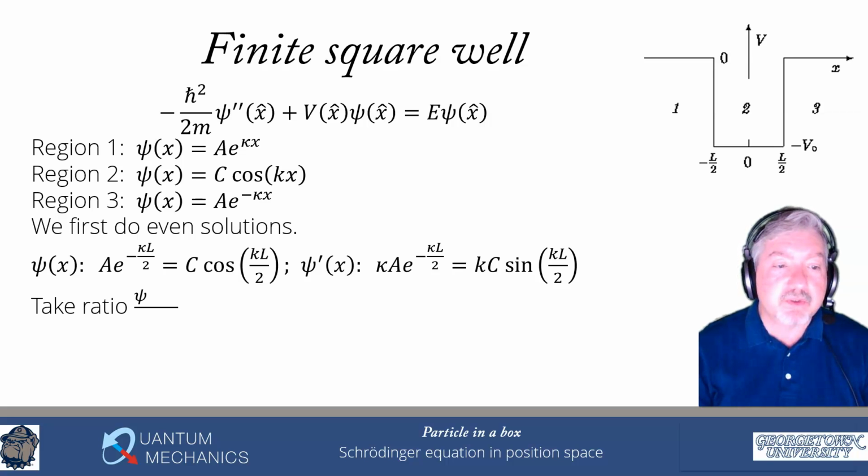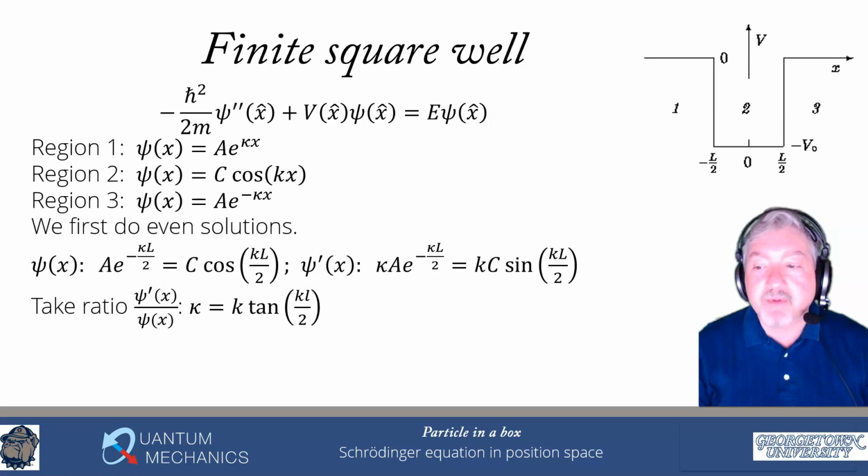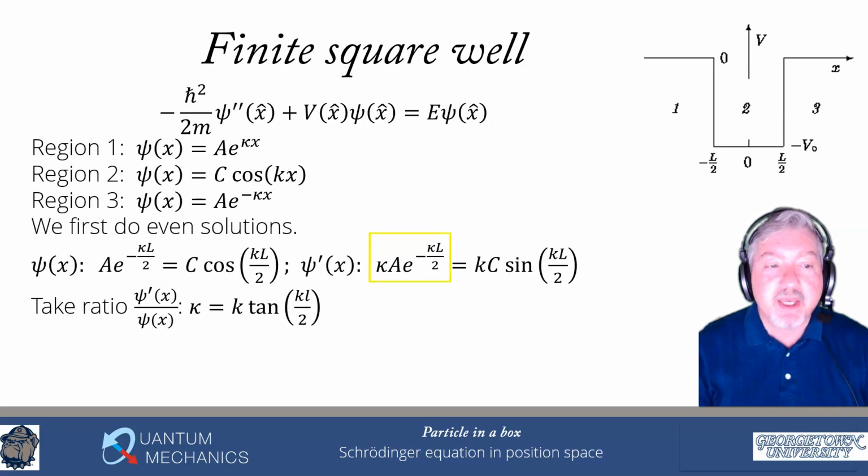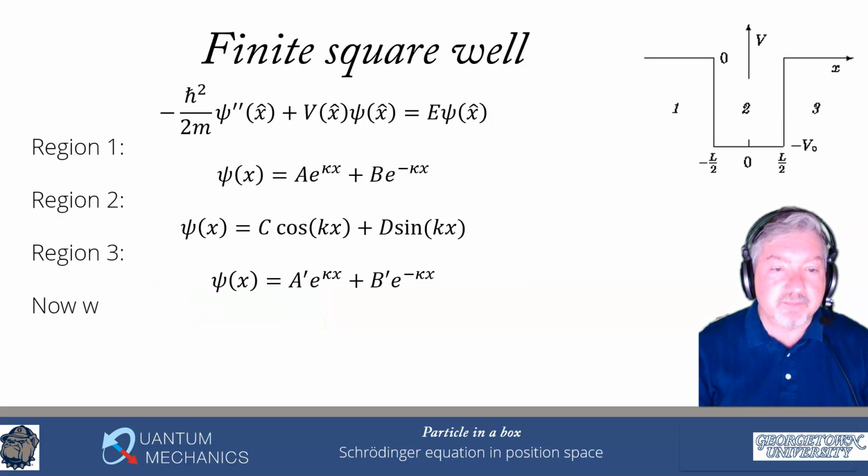And indeed, what we're going to do is take the ratio of psi prime of x over psi of x. Starting from the psi prime of x, I have kappa A e to the minus kappa L over 2. If I divide that by A e to the minus kappa L over 2, I'm just left with kappa on the left-hand side. And if I take kC sine kL over 2 and divide it by C cosine kL over 2, you see I'm going to be left with k tangent of kL over 2. So that is our consistency equation that guarantees that the derivative and the wave function are continuous across the boundary.